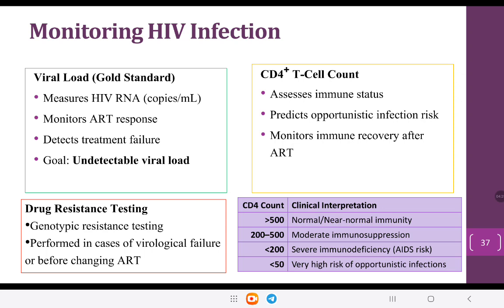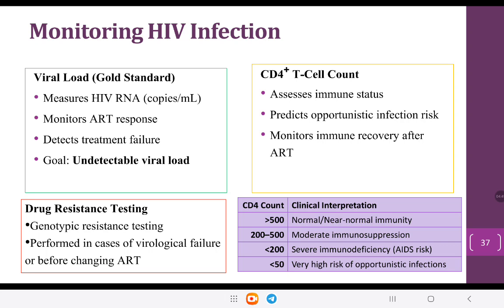First, we use the viral load as a gold standard to measure HIV RNA copies, and we use it for monitoring response and detecting treatment failure. The main goal of the gold standard is an undetectable viral load. If we find the viral load has dropped after the treatment, it means the patient has a good response.